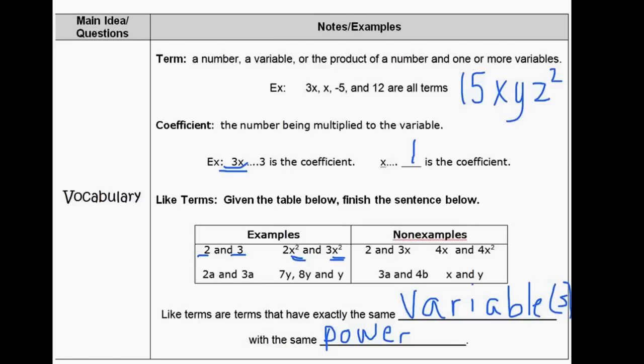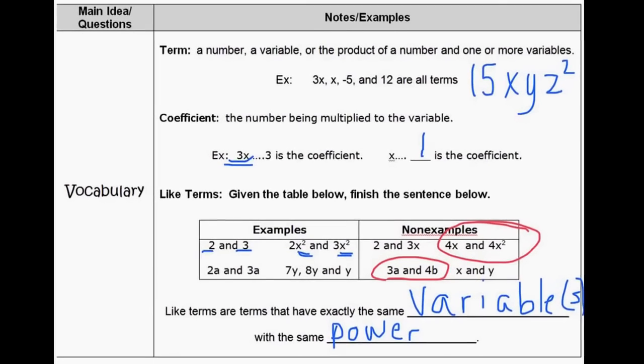What is not a like term, and I'm going to do it in red to really draw your attention to it right here, you've got 4x and 4x squared. They both have the variable x, but they have different powers. They are not alike, they're not like terms, and cannot be combined. Or if we look at this right here, not even the same variable, cannot combine them.